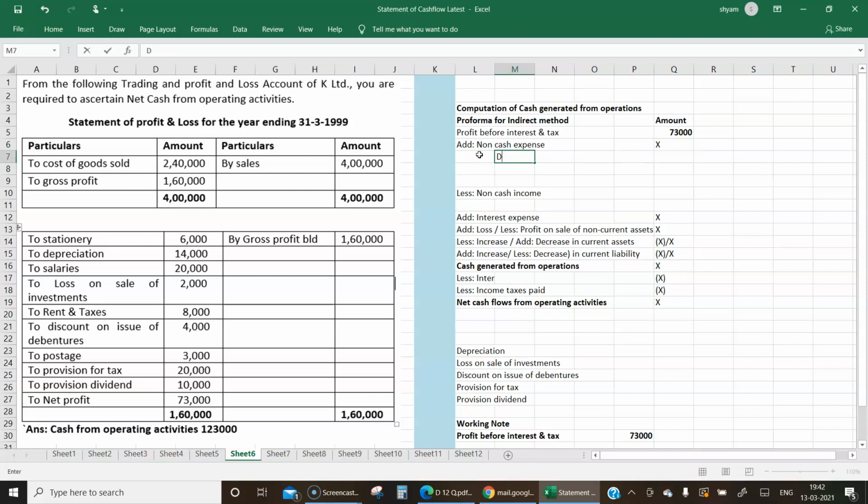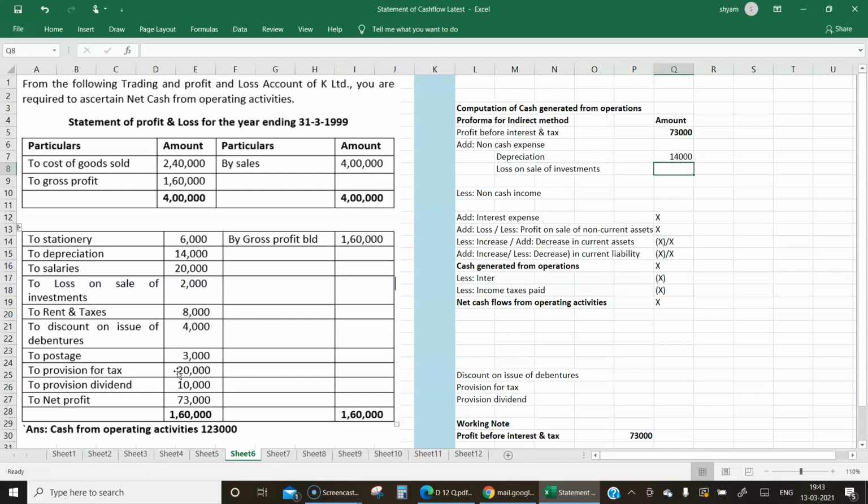I think we have already typed and kept it, so it's easy for us. The first one, depreciation, is 14,000. We have to add that back. Next one, salary is an operating expense, that's not a problem. Loss on sale of investment is a non-cash item, so we have to add that back.